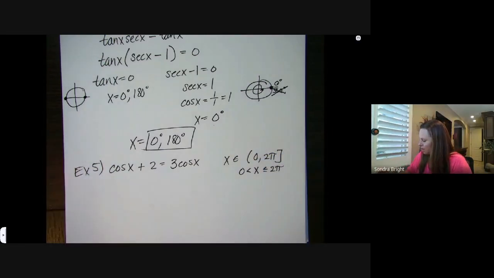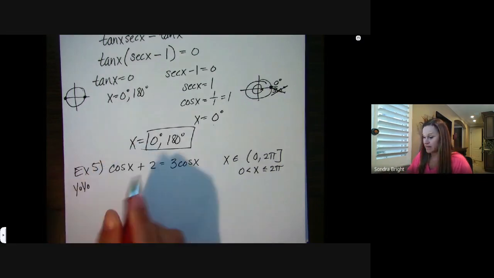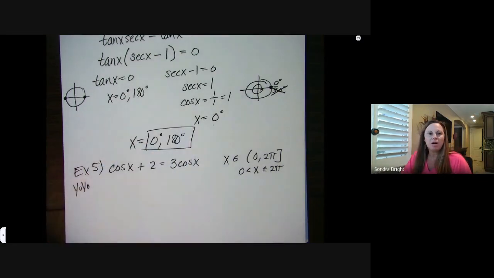All right, why don't you try this one on your own, because it's a simple solving. This is a very simple solving. So I'll pause for a minute while you pause the video and see if you get the right answer.